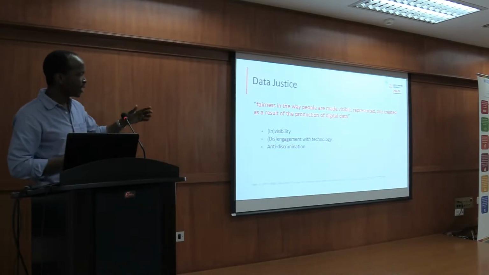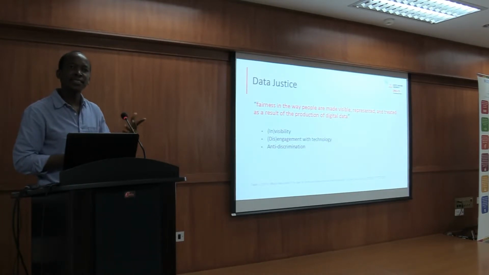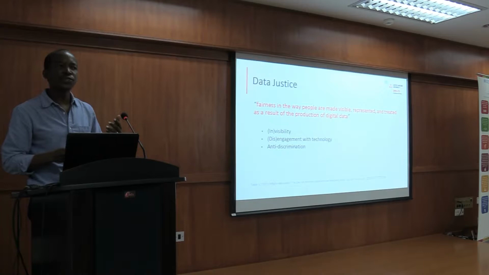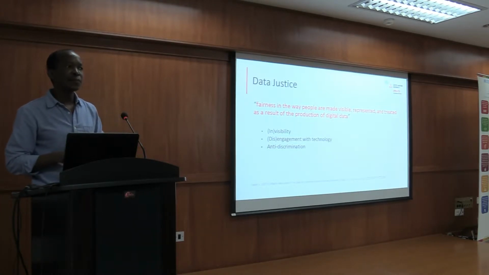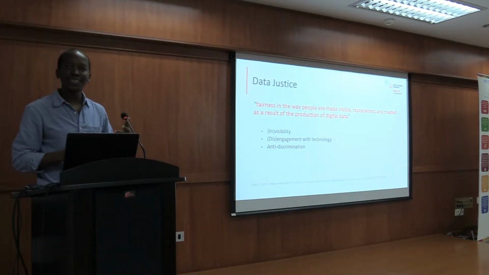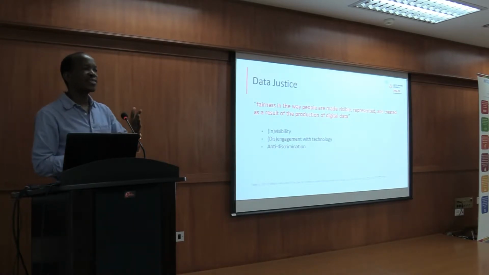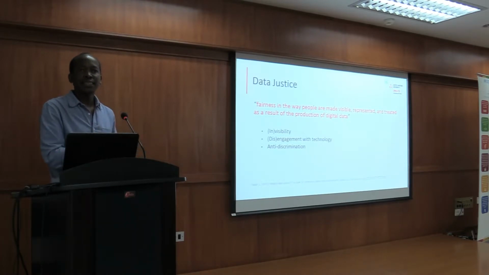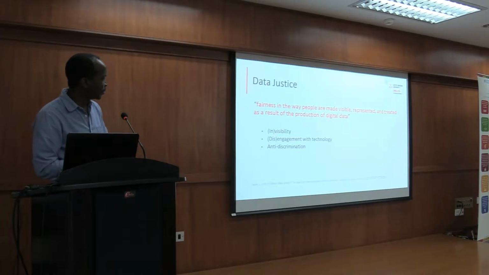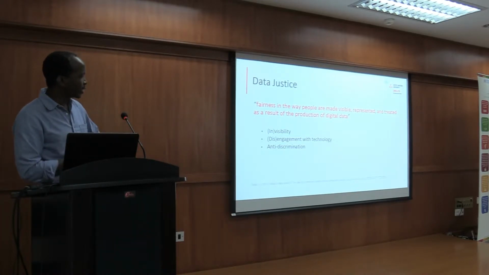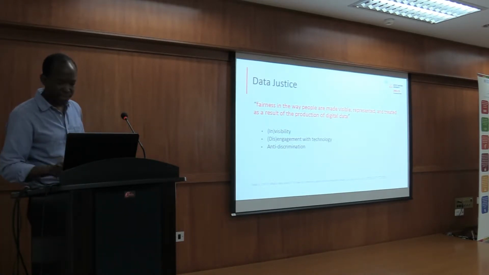So the issue of invisibility and visibility, having to do with issues of privacy, how people get revealed through the data that they share. So if you are online and there's digital traces that are collected about you, to what extent do you have control and are able to decide what data you want to make available about yourself? Engagement with technology, issues of discrimination and anti-discrimination.